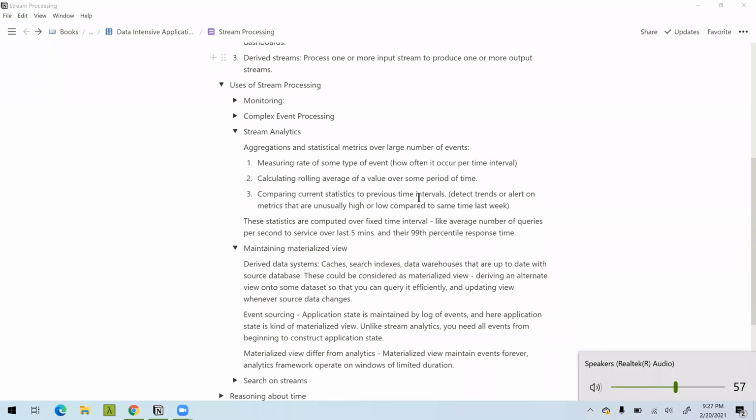Okay, so let's see the meaning of materialized view. Let's say you have some source data. Your original source data is the source of truth. For example, your user profile information, where you store that user table with his name and all those details. This is your source of data.